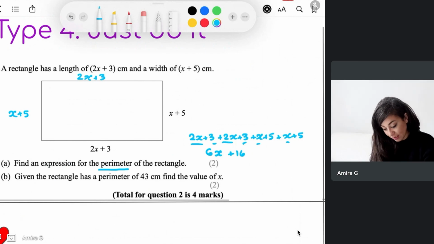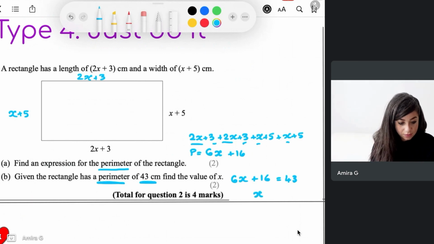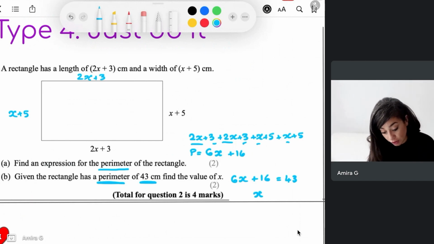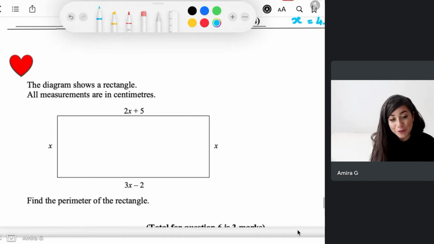Then the second part: given that the rectangle has a perimeter of 43 centimeters, find x. Well, this is your perimeter. So 6x plus 16 equals 43. And then if you want to do that on your own, minus 16, divided by 6, 4.5. If you want to be a bit extra and you've got time, plug in 4.5 and see if it gives you 43.